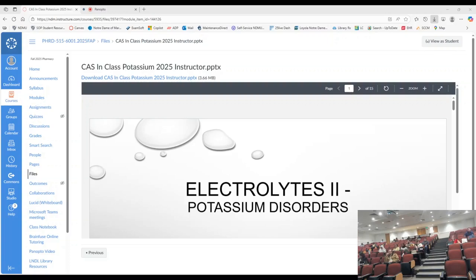Step two, rapidly lower extracellular potassium by shifting the potassium into the cell. So remember, Dr. Joshi talked about the redistribution based on the sodium potassium pump, and you're trying to push the extracellular potassium inside the cell. So we want to do that with step two, okay?